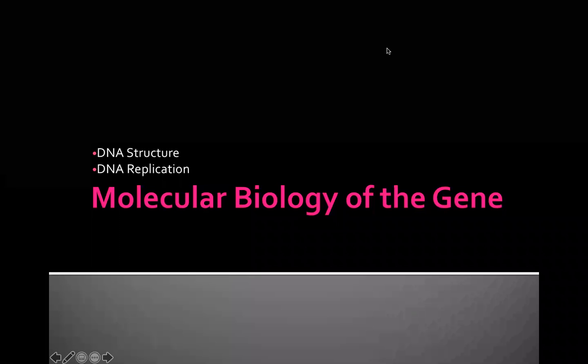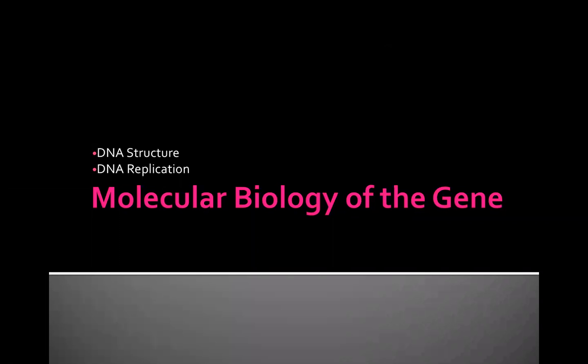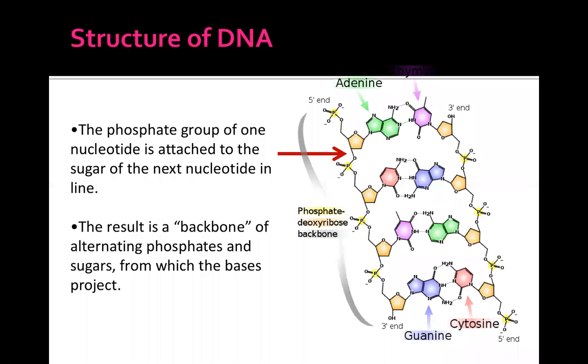So now that we've gone over the history of DNA and how we figured out exactly what it was, let's delve a little bit into the molecular biology behind it and how it replicates. Just to reiterate, the phosphate group of one nucleotide is attached to the deoxyribose sugar of the next nucleotide, and this results in what we refer to as the sugar phosphate backbone.